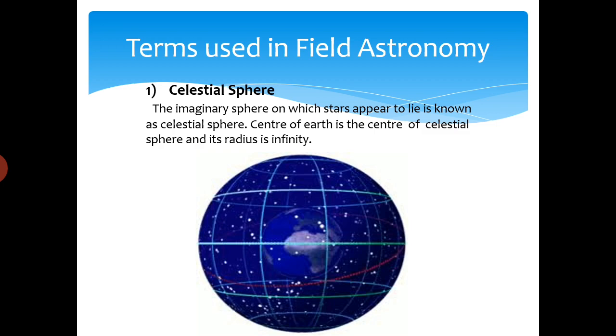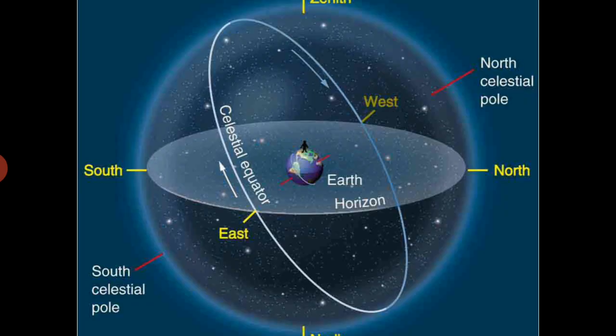First one is the celestial sphere. The celestial sphere is an imaginary sphere, its radius is infinity. According to the study area, we can increase the radius of the celestial sphere, right? And the center of the celestial sphere is the center of the earth. It is from the center of the earth we can increase the radius, right? The radius may be infinity, right?